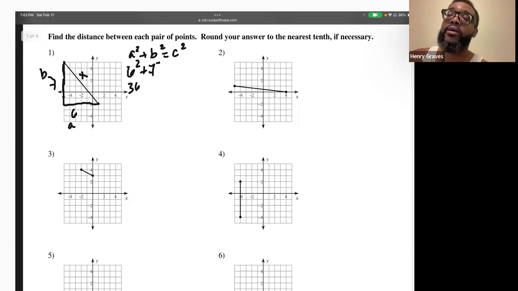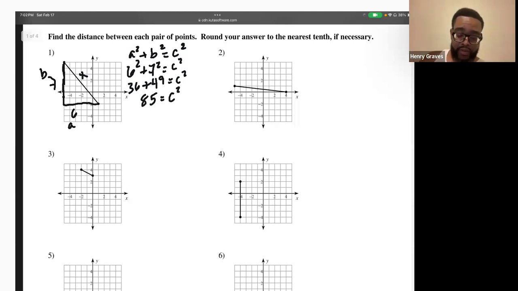C squared. I need to find out what 36 plus 49 is. My calculator tells me it's 85, and of course, I take the square root of 85. It's going to give me my answer. So the square root of 85 is going to be about 9.2.